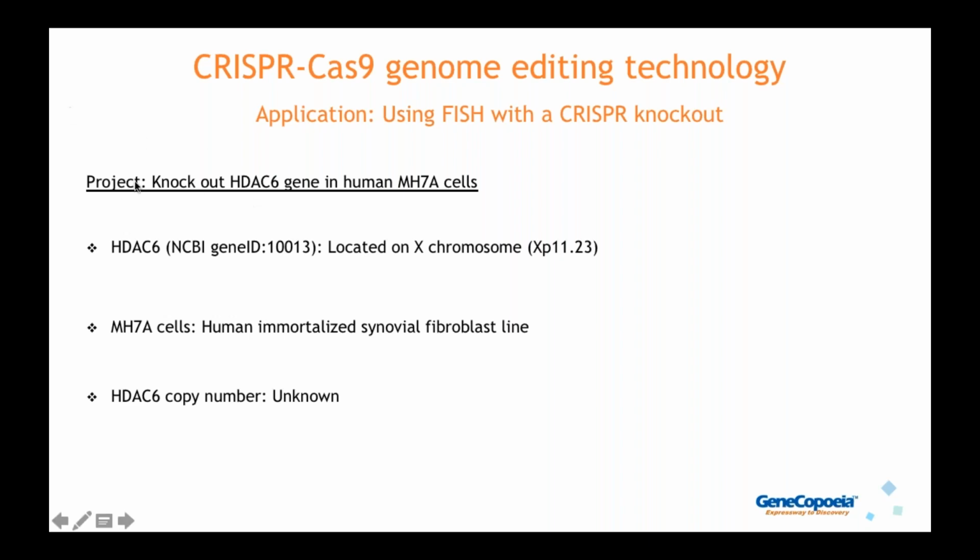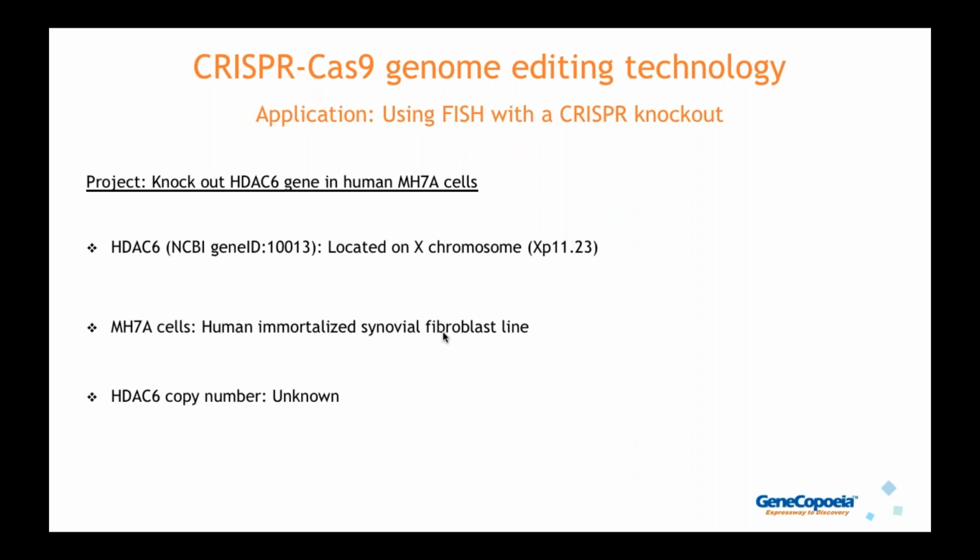This is a project that we did at GeneCopia, a cell line engineering project we did for a customer. And the project was to knock out the histone deacetylase 6 gene, or HDAC6 gene, in human MH7A cells. Now, the HDAC6 gene is located on the X chromosome, and the MH7A cells are a human immortalized synovial fibroblast cell line.